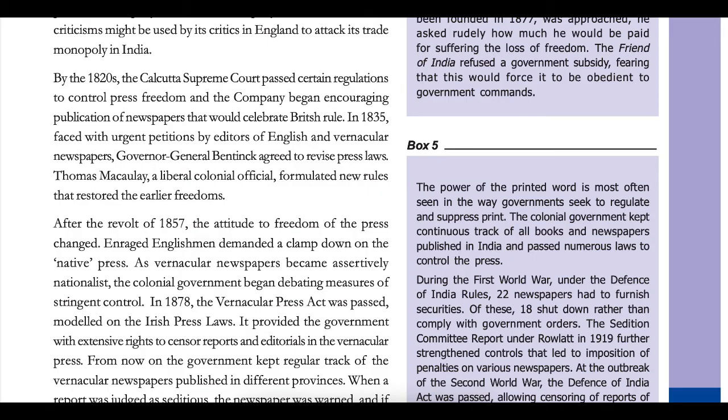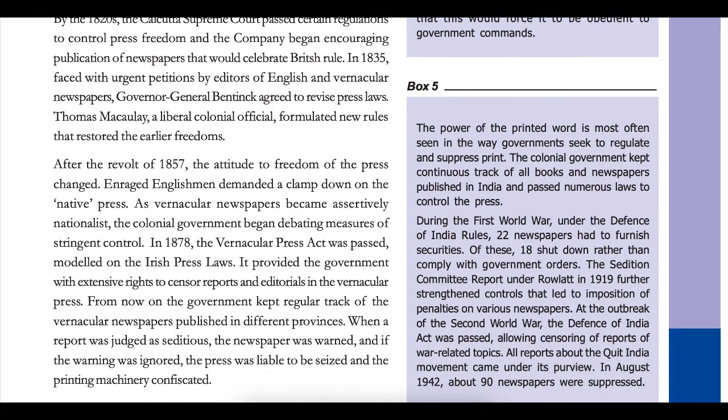By the 1820s, the Calcutta Supreme Court passed certain regulations to control press freedom, and the company began encouraging publications of newspapers that would celebrate British rule. In 1835, faced with urgent petitions by editors of English and vernacular newspapers, Governor General Bentinck agreed to revise press laws. Thomas Macaulay, a liberal colonial official, formulated new rules that restored the earlier freedoms.